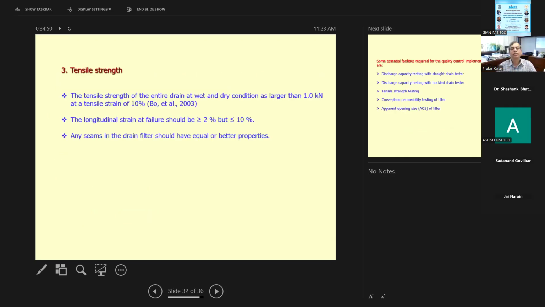Tensile strength is also important. Earlier, you remember the sand drain, if it acts as a sand column, that is not going to serve the purpose, right? So here, the same thing: the tensile strength of the entire drain should be larger than 1 kilonewton, at 10% strain. So that is required. Longitudinal strain at failure should be more than 2% but less than 10%. And any seam in the drain filter should have equal or better properties. So while doing the seaming, you need to have better properties.